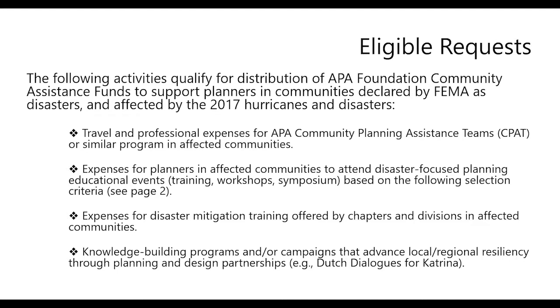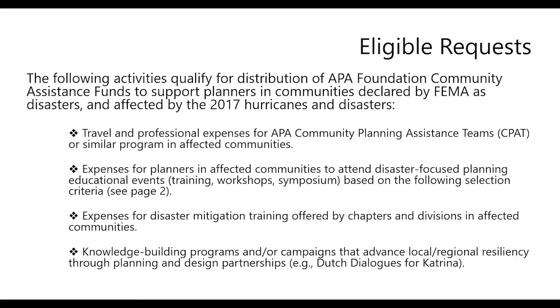As we've discussed, and you can see referenced in that first paragraph, all funds must support planners in communities declared by FEMA as disasters during the 2017 disaster season. This is restricted to major disaster declarations. If you're unsure if your community qualifies, you can visit the FAQ section on the RFP information page, and there's a link to the FEMA Disaster Declaration website, where you'll be able to search for your community.